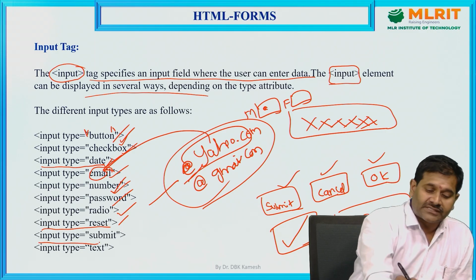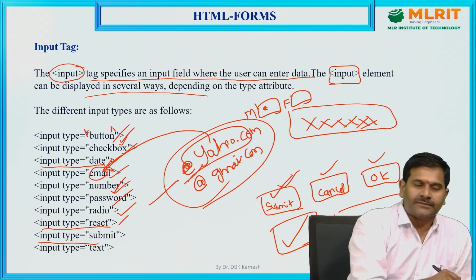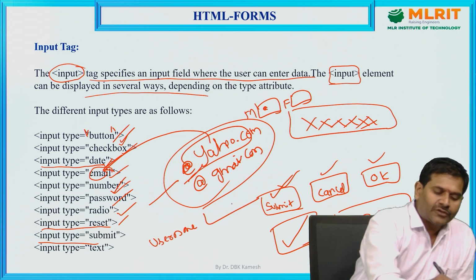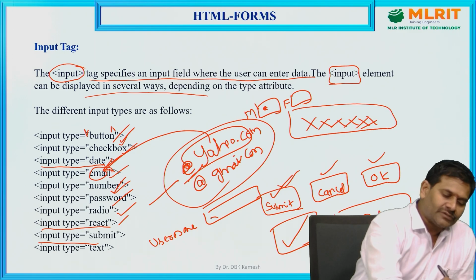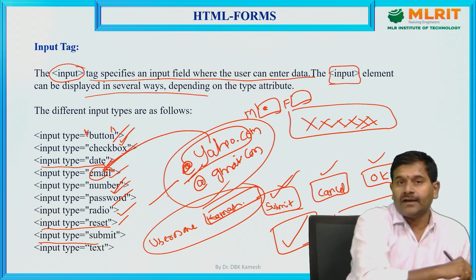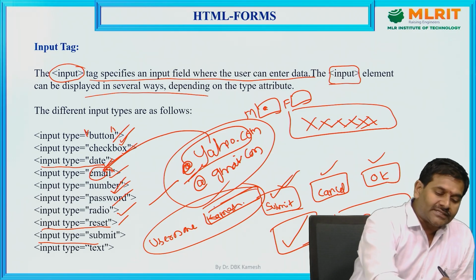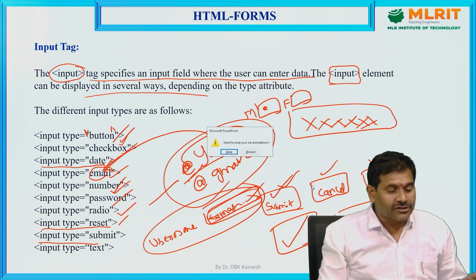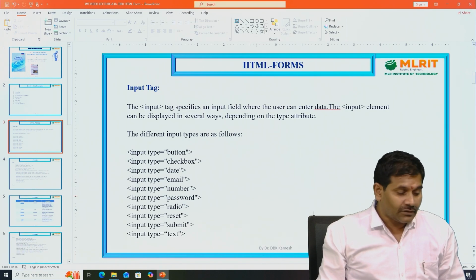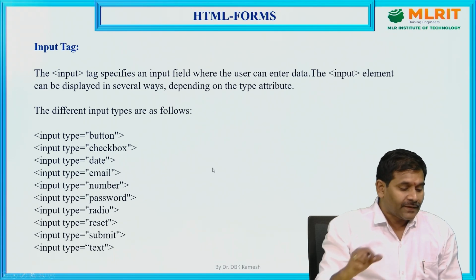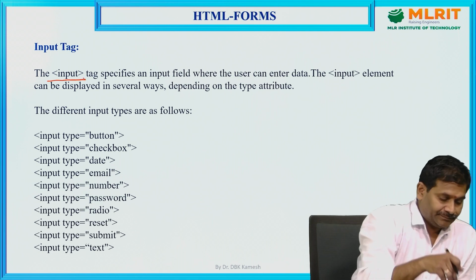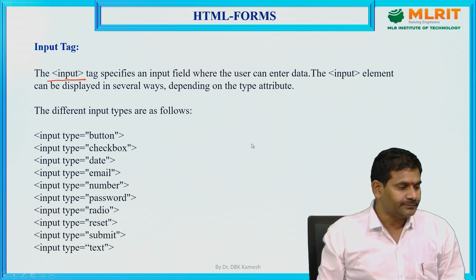Submit button, I can show you, this is the submit button. Then text, for example username, where you can type whatever you like. My name is Kamesh, so I have written it like this. This box is called a text box. These are the boxes it will show. This tag is called the input tag.